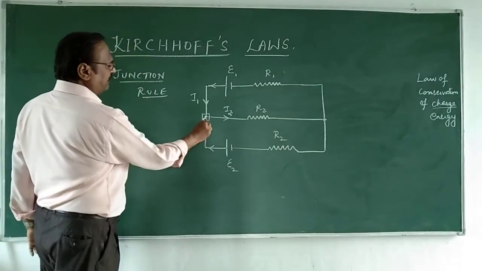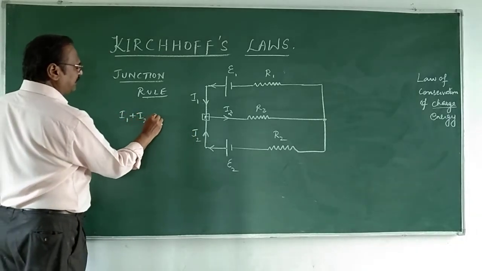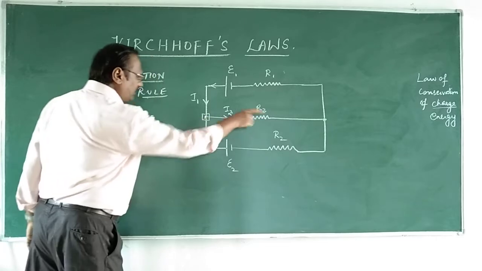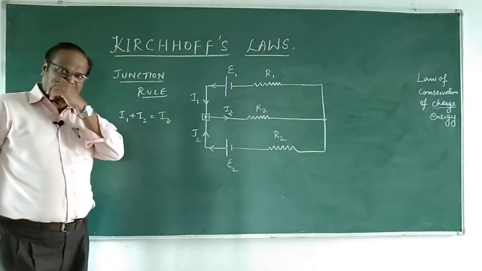What are the currents entering? I1 and I2. So I1 plus I2 is equal to the sum of the currents going out, that is I3. So we have used the junction rule.